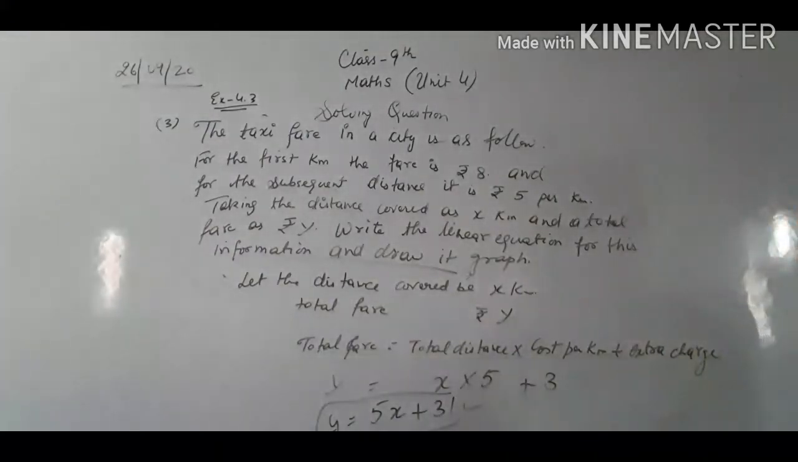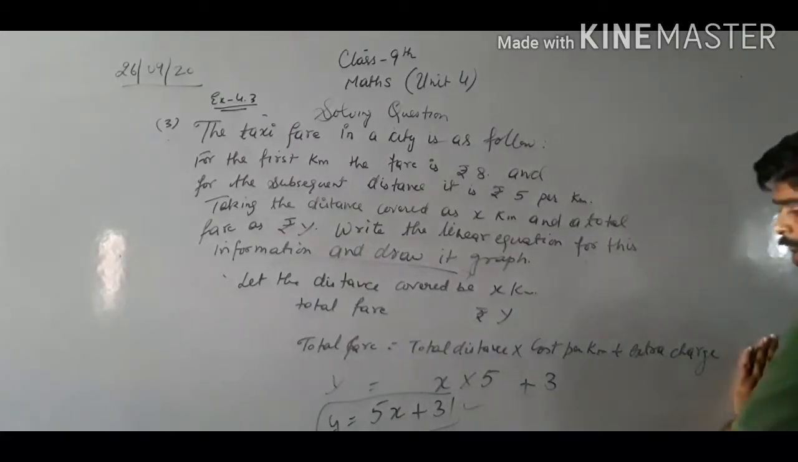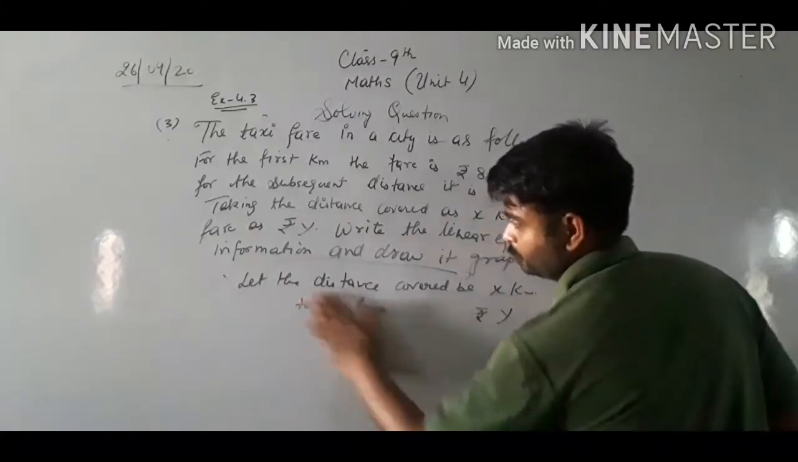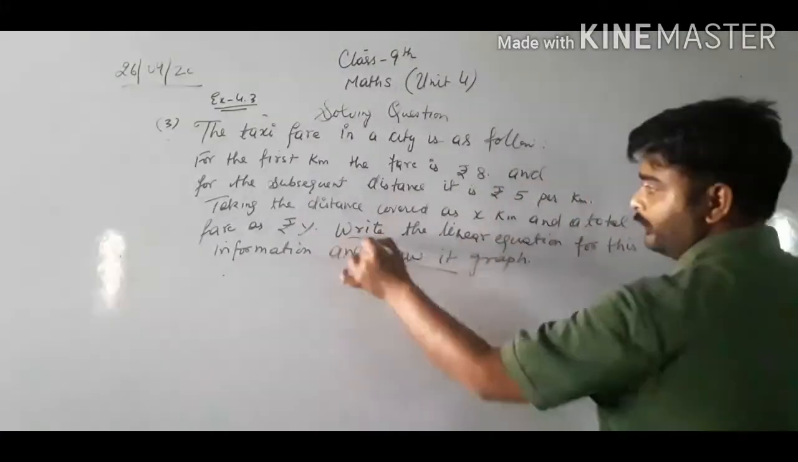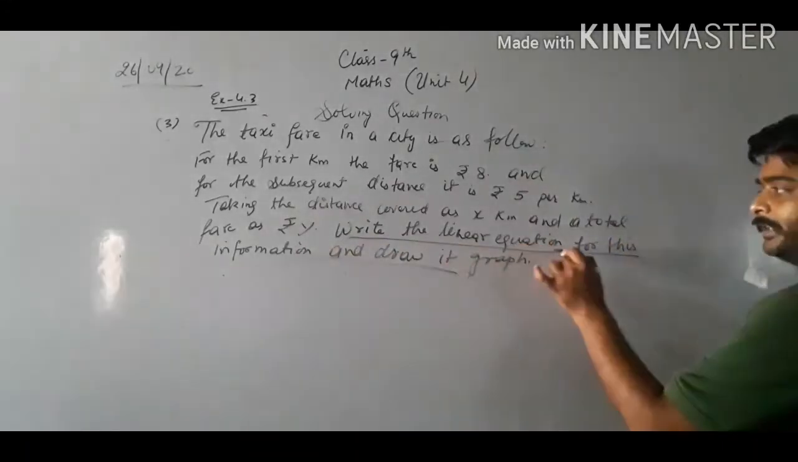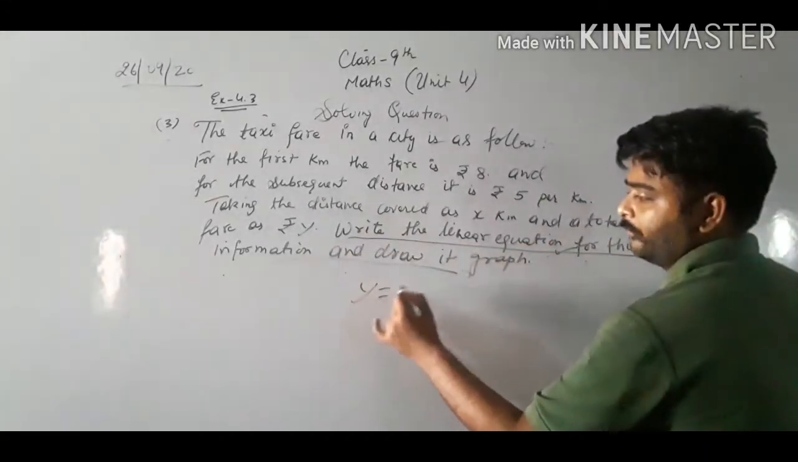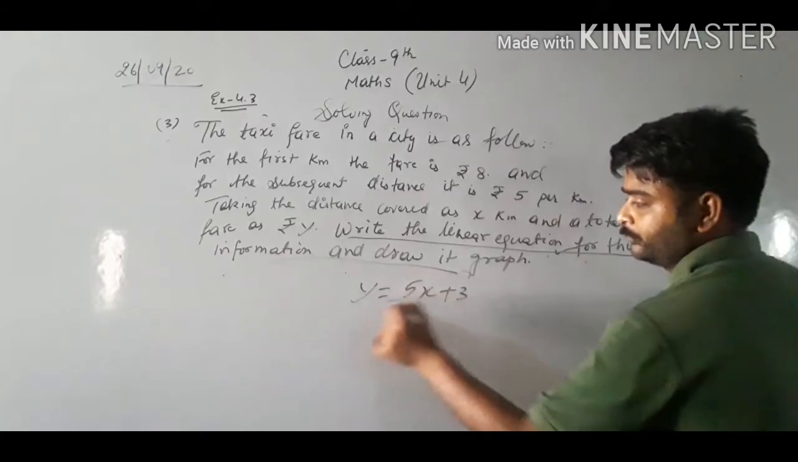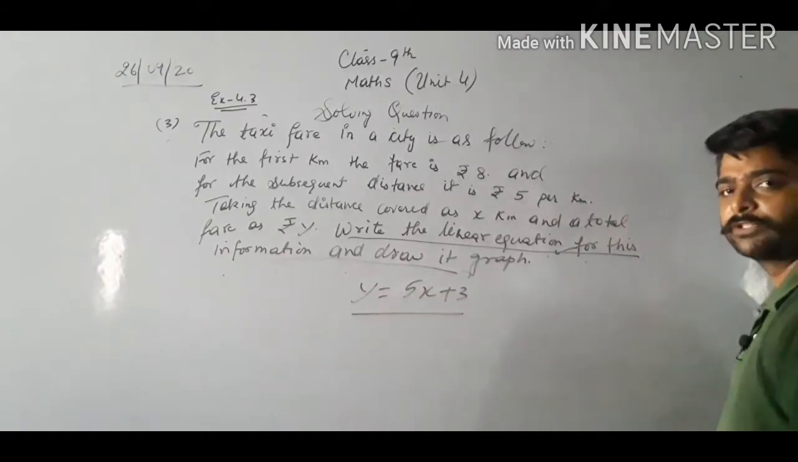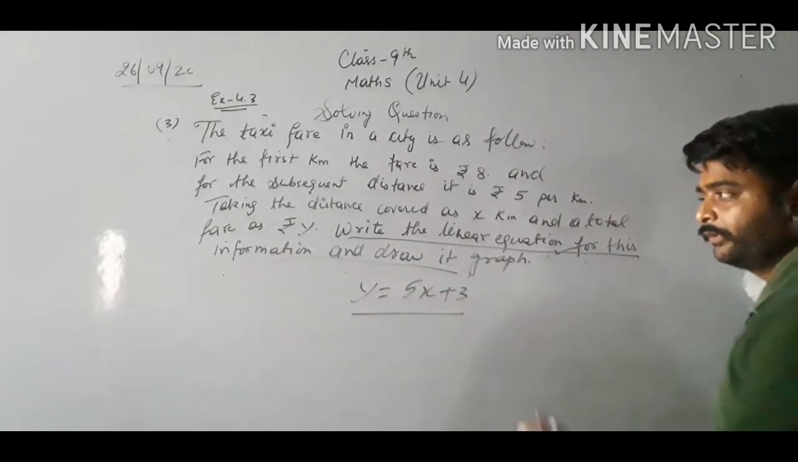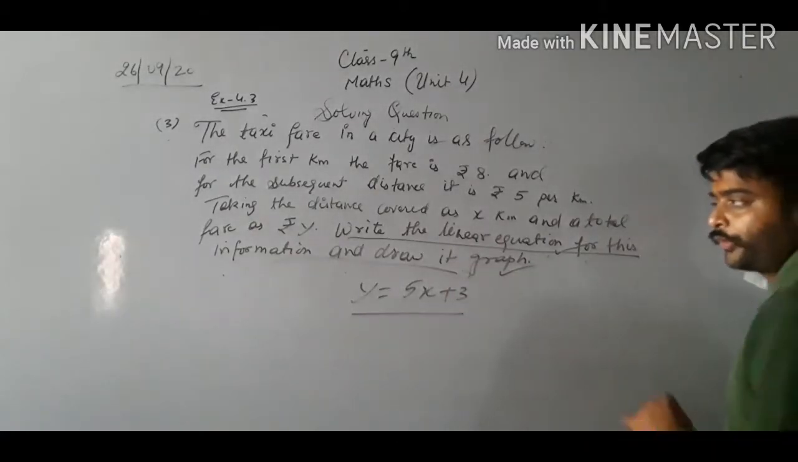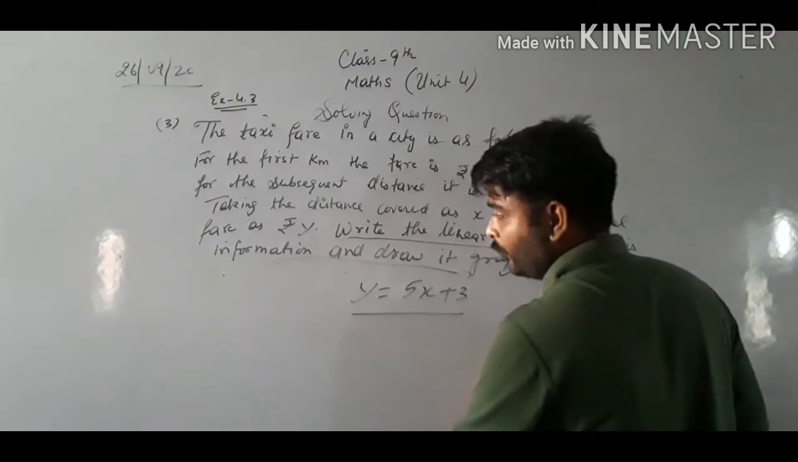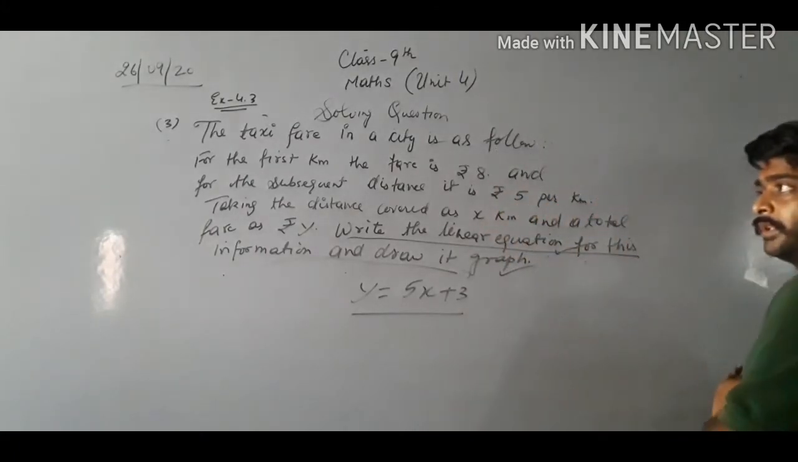So class, the first condition is fulfilled, that is write the linear equation. We have done it. Y equals to 5x plus 3. Okay. Now the second condition is draw its graph. Okay, so I will rub it again.